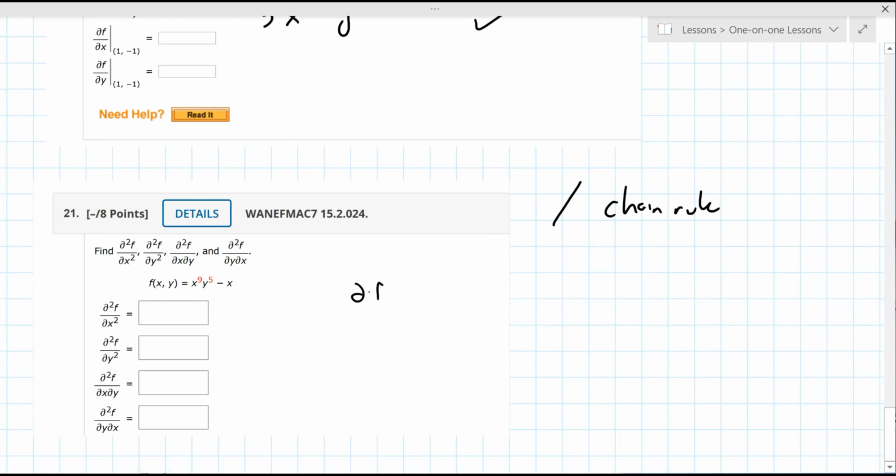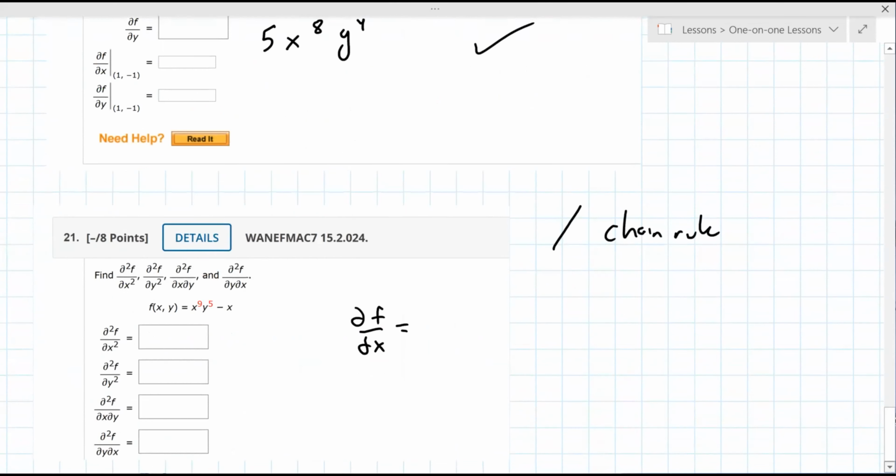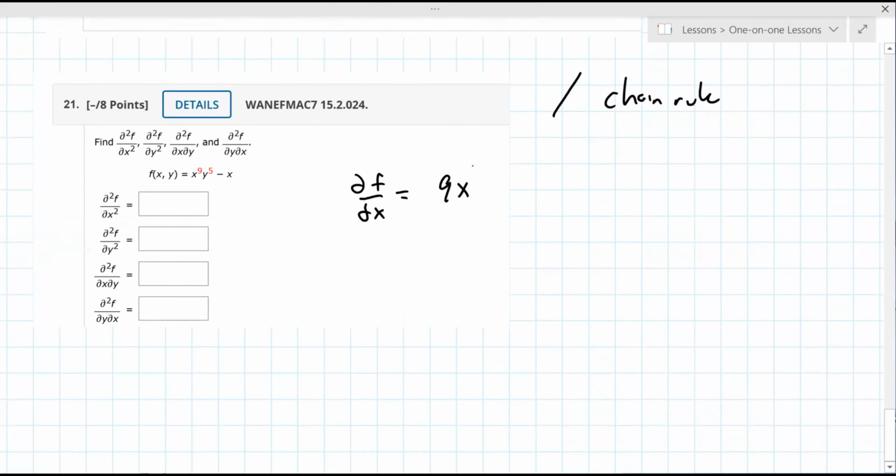So the first derivative with respect to x, you already did in the previous problem that we just did up here. The numbers are slightly different, but it ends up being 9x to the 8th, y to the 5th minus 1. The second derivative with respect to x means taking the derivative of this again with respect to x. This time the constant goes away because its derivative is 0. So it's still power rule: 72x to the 7th, y to the 5th. And that is the answer here.